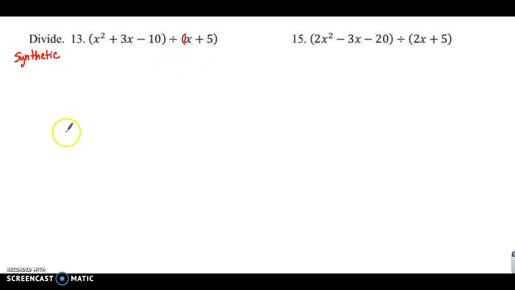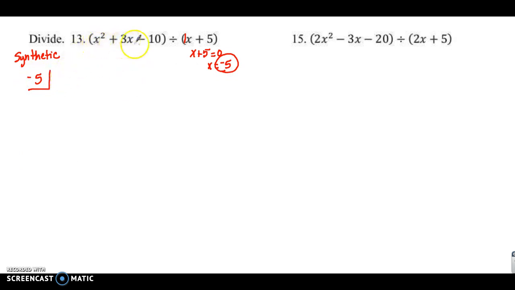Remember, synthetic division is sort of fake division. That's where we had our little box, and we took our root, which we took from this factor and set equal to 0. When I solve it, when I subtract my 5 over, I get negative 5, and that's the number that I'm going to be dividing by.